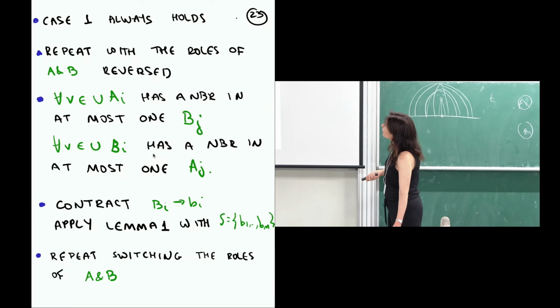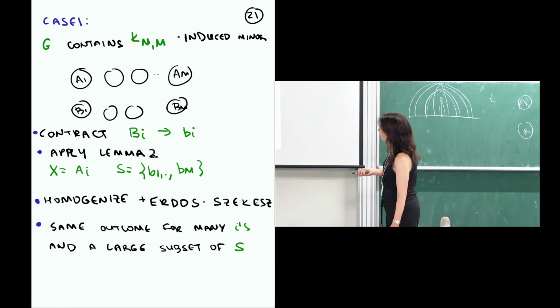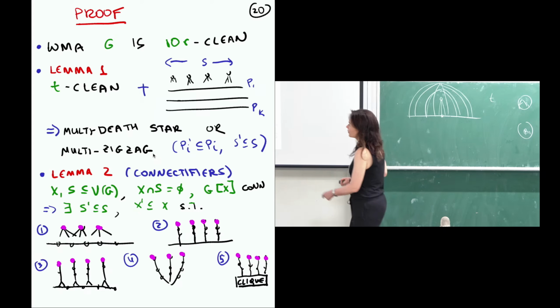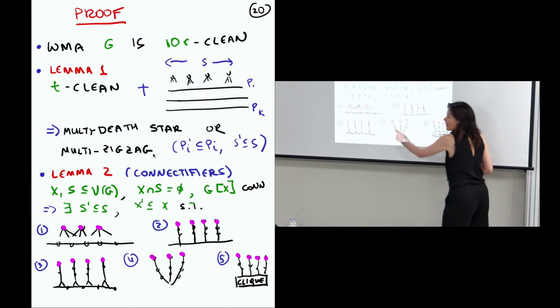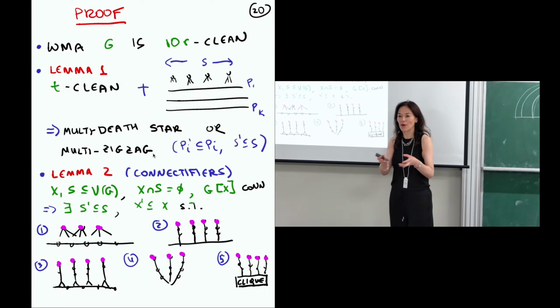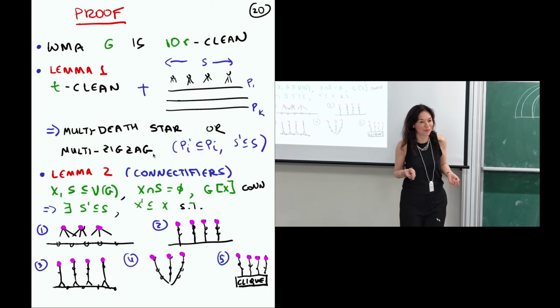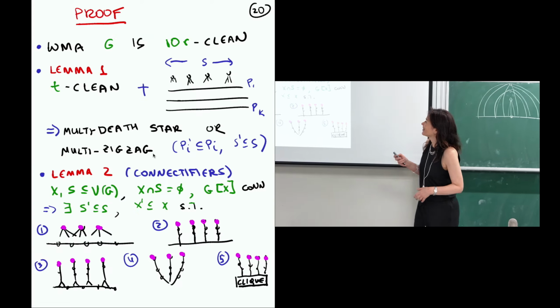And then it turns out what you always get is this case. So A is a path, and the B's somehow have neighbors on this path. And then you swap the roles of A and B, and now the B's are also a path. So your induced minor is just a bunch of paths on top and a bunch of paths on the bottom, and edges between them. And that's a hard case that I'm not going to show you how to do.